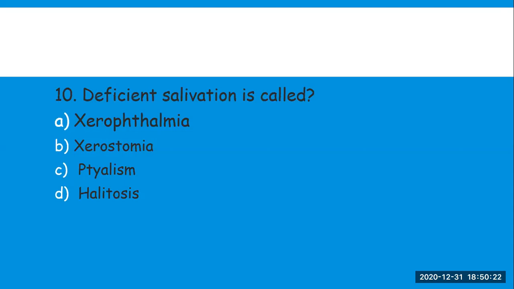Next question. Deficient salivation is called A. Xerophthalmia, B. Xerostomia, C. Ptyalism, and D. Halitosis. So all these words are very important, and you must know the meaning of all of them. The right answer to this question is xerostomia. Whenever there is very little salivation, or no salivation, this term is used for deficient salivation, that is xerostomia.